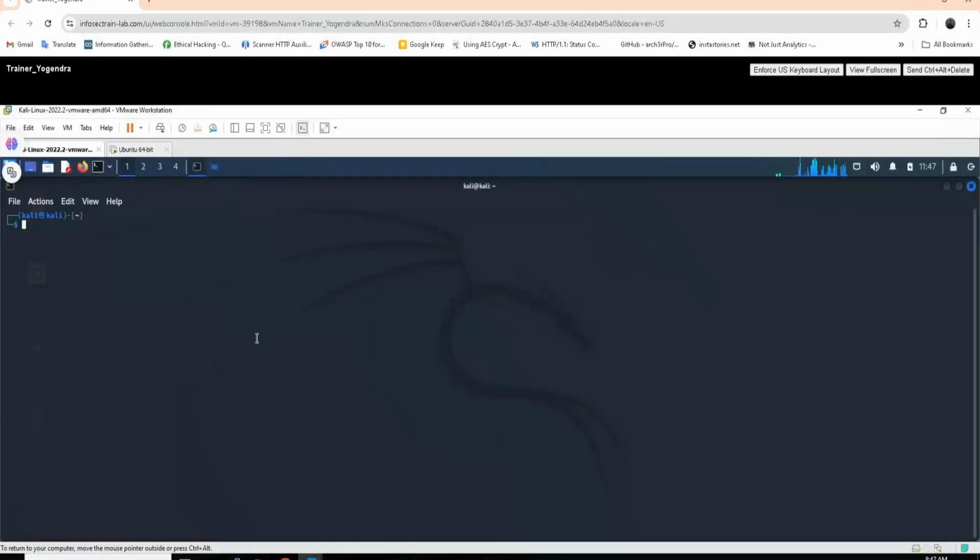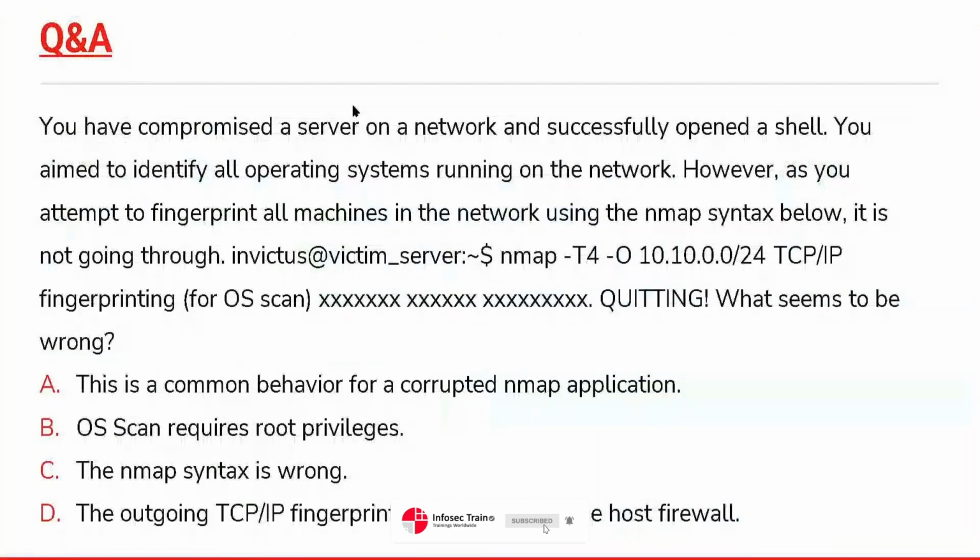All right. So guys, over here, the question says that you have compromised a server on a network and successfully opened a shell. You aim to identify all operating systems running on the network. However, you attempt to fingerprint all machines in the network using the nmap syntax below. It is going through the victim server, and then the dollar figure, right?